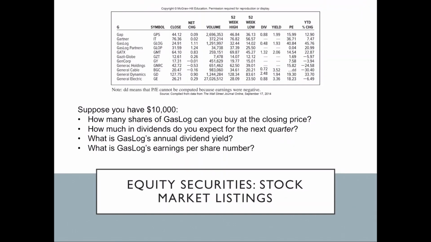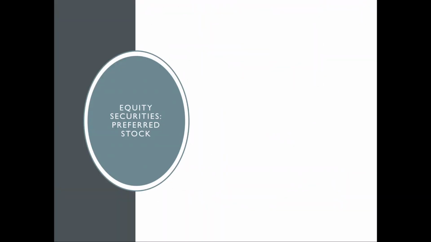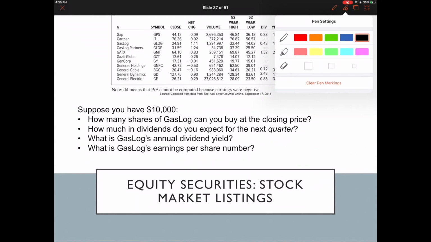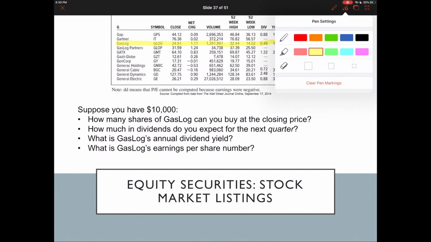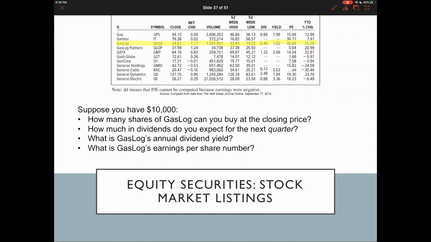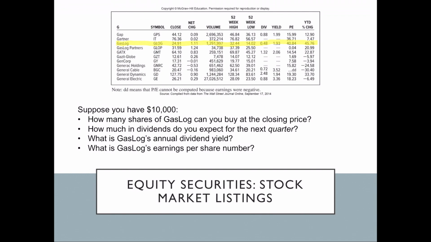So let's go through and answer some questions. Now we're looking at GasLog here, so let's bring up the highlighter. We are looking at this particular equity security. Let's see if we can apply some of the previously discussed features to answer some questions. Suppose we have $10,000. How many shares can I buy at the closing price? The closing price is $24.91.